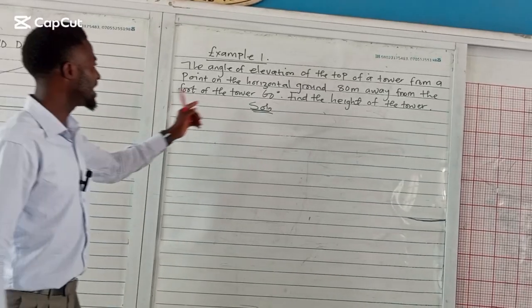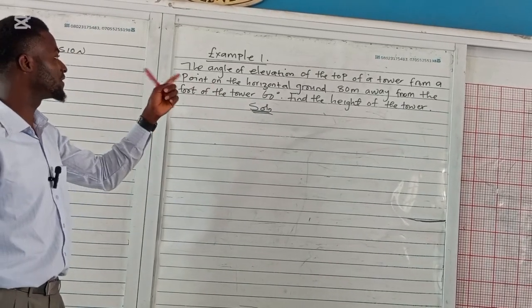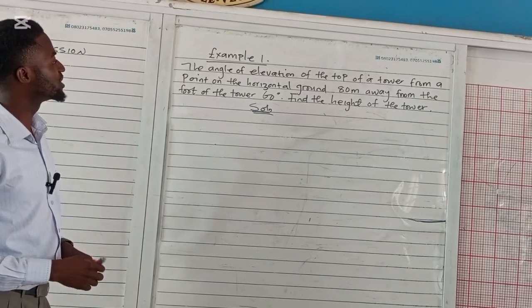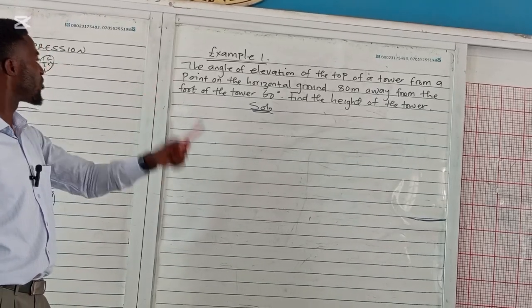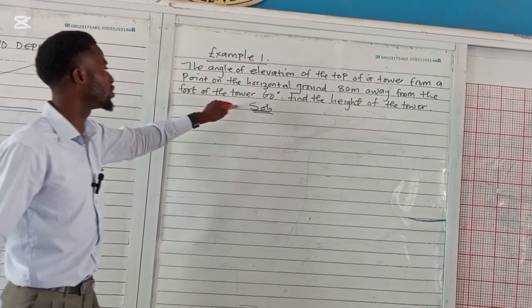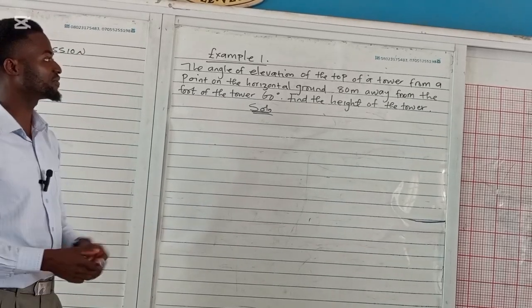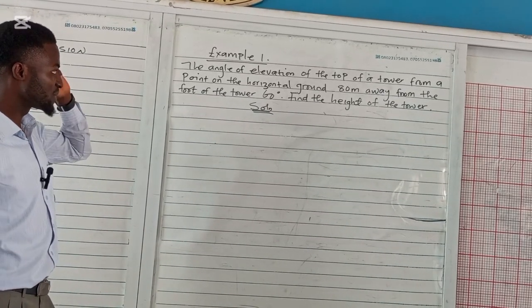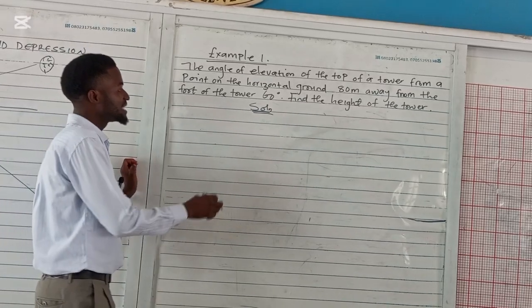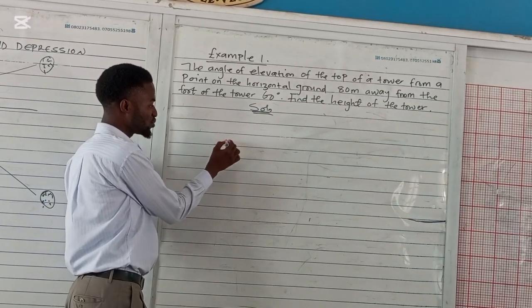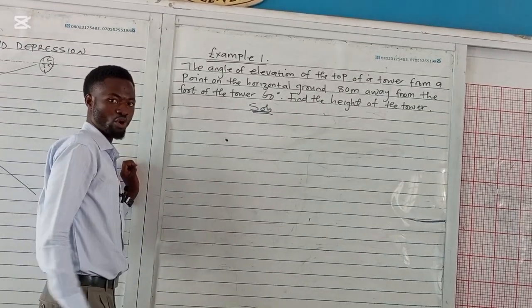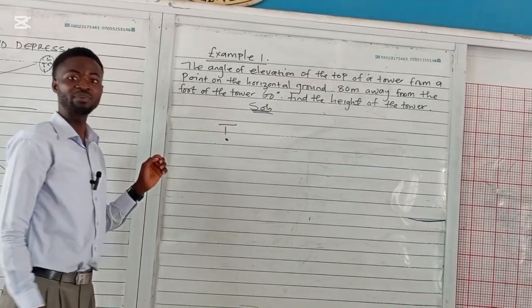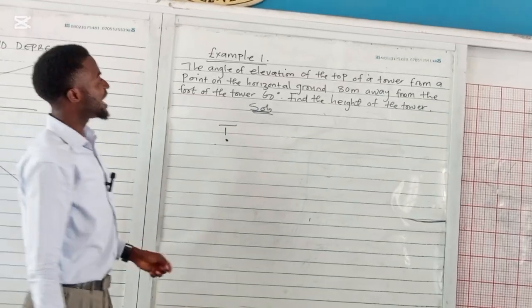The question says: the angle of elevation of the top of a tower from a point on the horizontal ground, 80 meters away from the foot of the tower, is 60 degrees. We are to find the height of the tower. For the top of the tower, let this be a point T, representing the top.